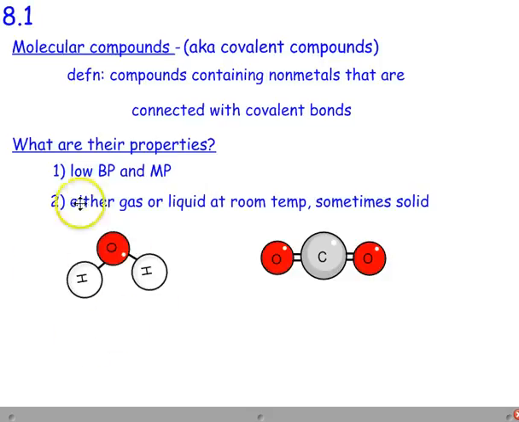Some examples here: this is water, H2O, which is a molecular compound, and at room temperature it is a liquid. Carbon dioxide is a gas at room temperature. And then there are things like sucrose, table sugar, which is a solid at room temperature. So there's a lot more variability amongst the molecular compounds, amongst compounds that are covalently bonded.